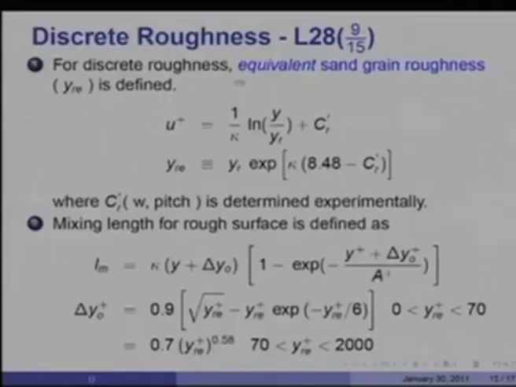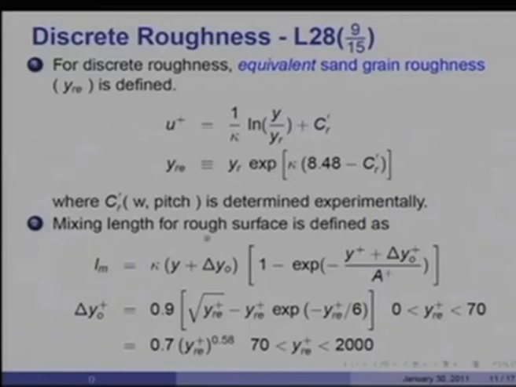So, for a discrete roughness, an equivalent sand grain roughness y r e is defined, and we say u plus will be equal to 1 over kappa ln y by y r plus C R dash, and the equivalent roughness height then would be y r exponential kappa into 8.48 minus C R dash, where C R dash is a function of the width of the rib or the pitch of the rib, and is determined experimentally. So, that is how one would get the universal law of the wall for a given structured surface.